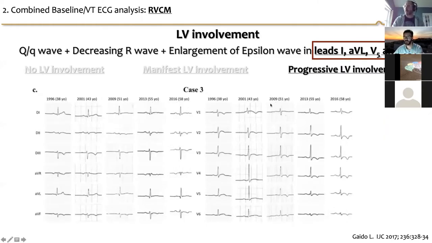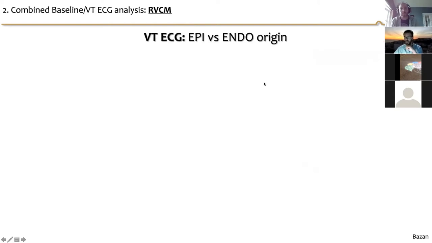And this is something you can assess over time, because the third relative was a patient who initially did not have left ventricular affectation. He did have right ventricular disease, but over time he developed EKG changes suggestive of progressive left ventricular involvement, and this was confirmed by imaging techniques. So changes in Q waves, decreasing R waves, or epsilon waves in these anterolateral EKG leads give you a sense of left ventricular involvement.